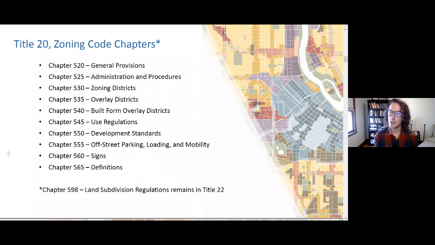This essentially serves as a glossary for commonly used terms in the code, and it also includes some useful language that helps distinguish between similar but distinct primary uses, for example. We'll dive into more detail on all of this chapter content in the following slides, and to get that started, I will hand it back to Jason.